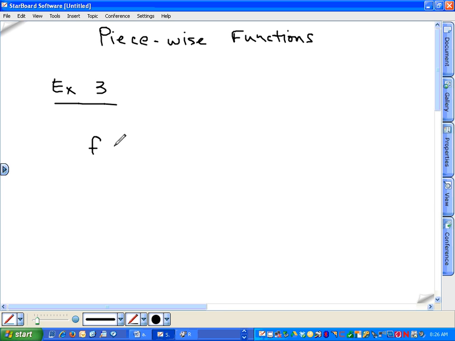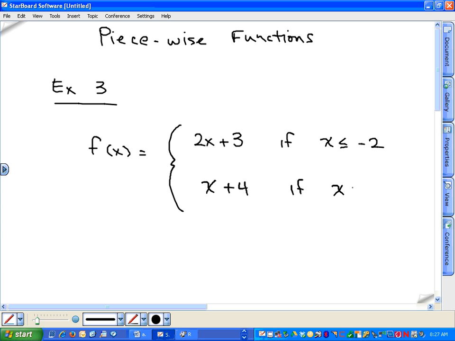Normally, I want you to look up here for a second. Normally when you see f of x, you expect one expression over here, don't you? A piecewise function has a lot of pieces. So do your best to draw a little curly bracket like that. f of x, I'm going to let this one equal 2x plus 3 if x is less than or equal to negative 2. Over here, I'm going to say x plus 4 if x is greater than negative 2.